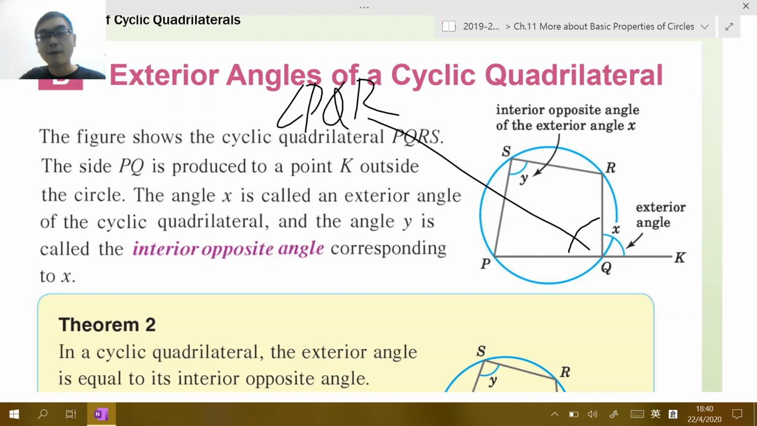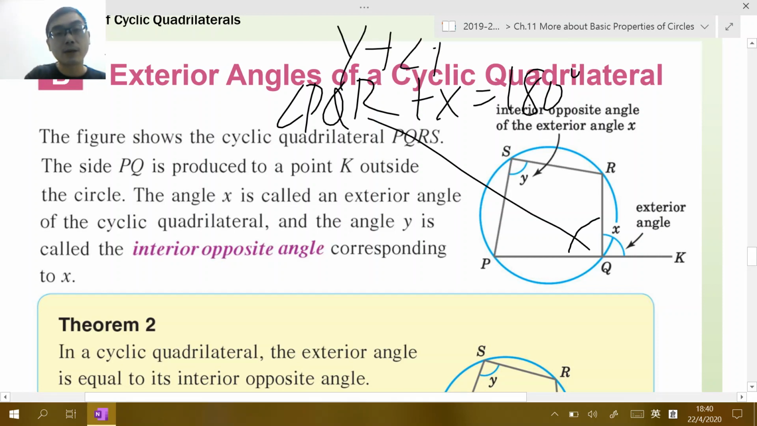So you can form another angle outside the cyclic quadrilateral, and we call this the exterior angle of the angle PQR. The most important thing is that this angle X plus angle PQR is 180 by adjacent angles on a straight line. But you also know that Y plus angle PQR is equal to 180 by cyclic quadrilateral. It means that these two are both equal to 180 with PQR. That means you will have X equals Y.